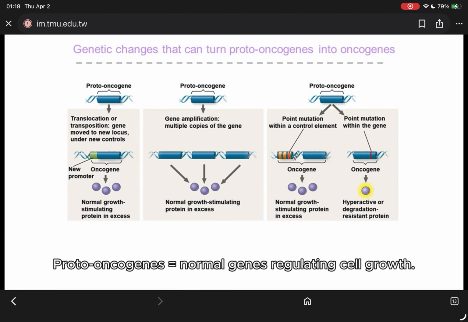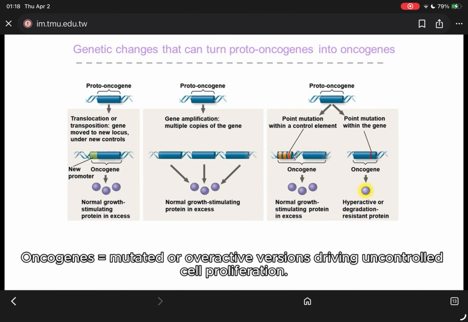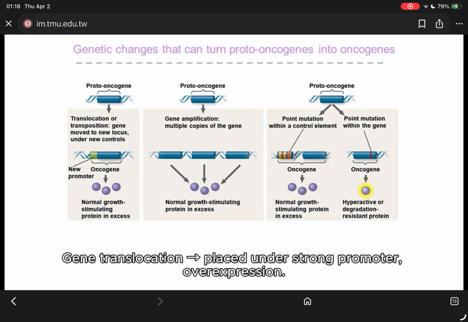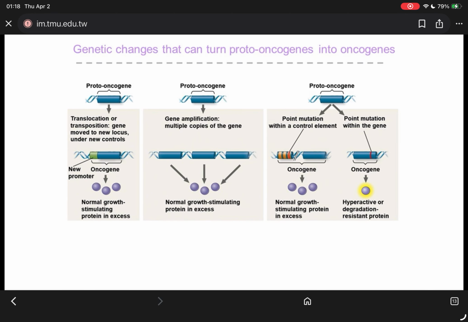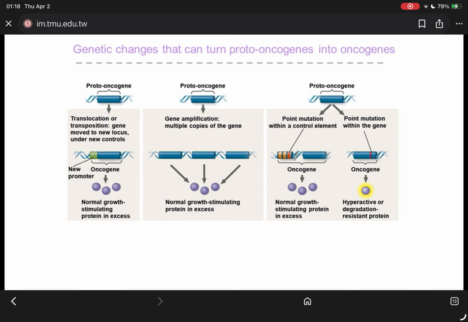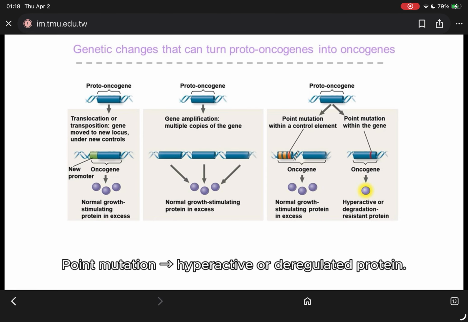Summary: proto-oncogenes equal normal genes regulating cell growth. Oncogenes equal mutated or overactive versions driving uncontrolled cell proliferation. Key mechanisms: gene translocation, placed under strong promoter, overexpression. Gene amplification, multiple copies, excessive product. Point mutation, hyperactive or deregulated protein.